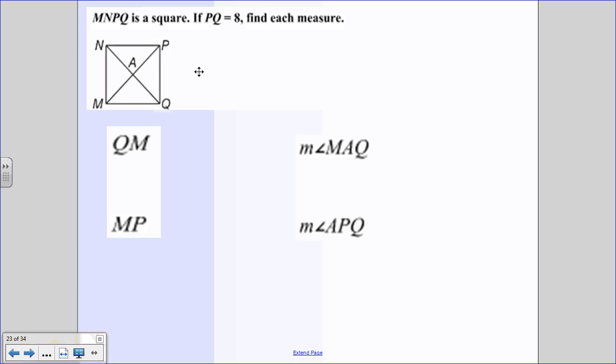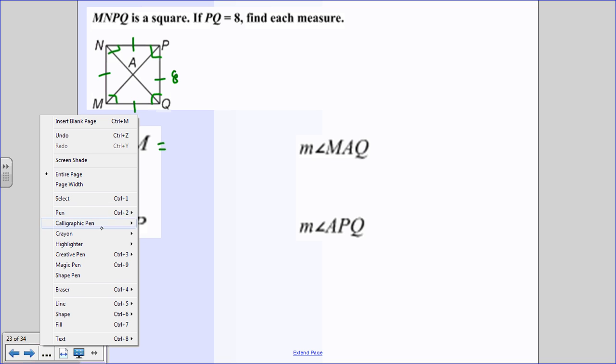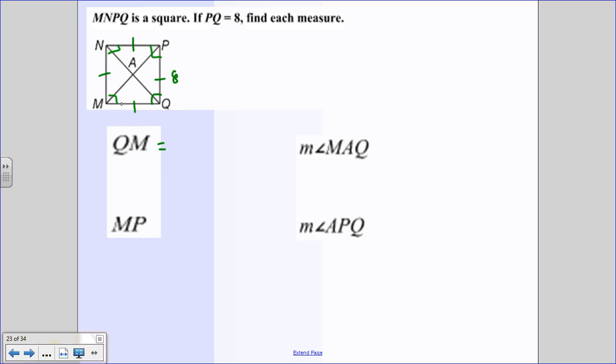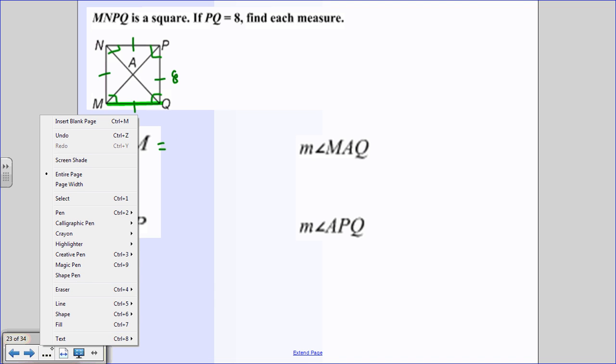And our last example, it says MNPQ is a square, so that means all sides are congruent, all angles are right angles. Well, all four corners are right. PQ is 8, so this is 8. Find each measure. So the first one it wants us to find is QM. QM is this side down below. This is QM, and it's the same all around, so it's also 8.